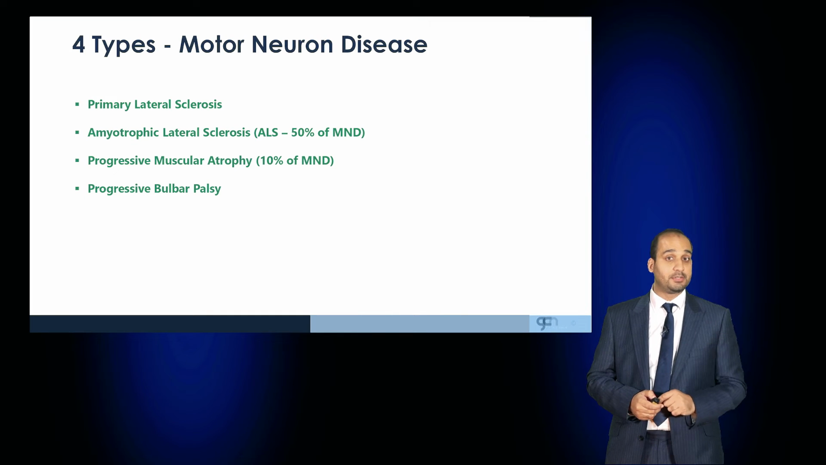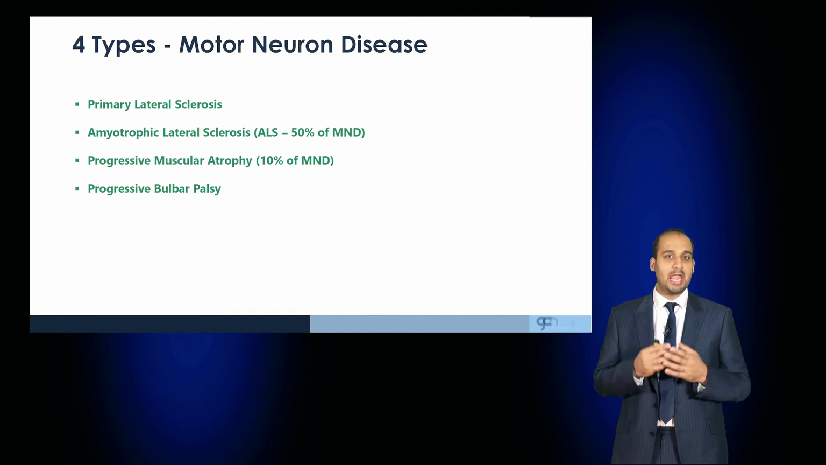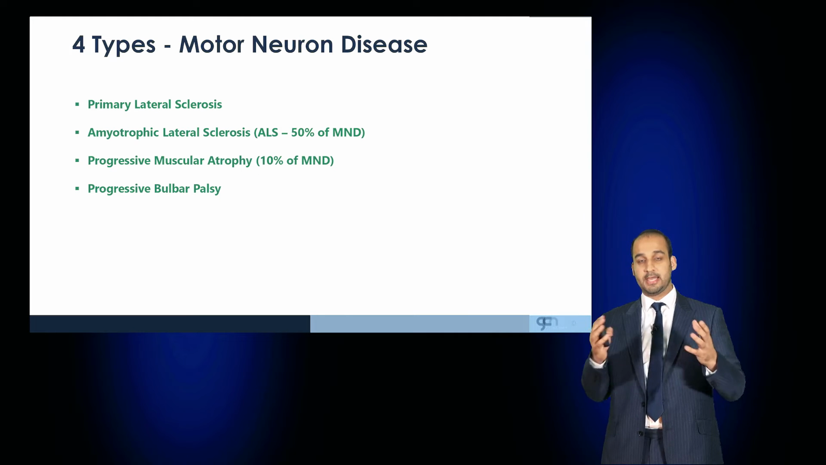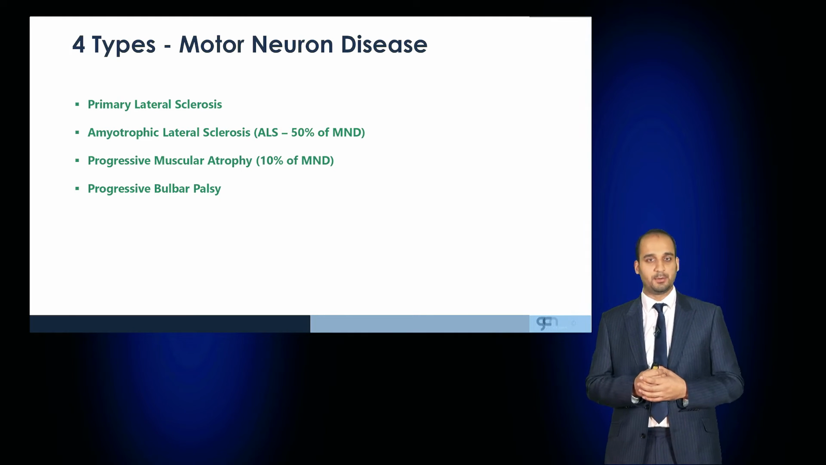Now, in motor neuron disease, there are four principal types: primary lateral sclerosis, amyotrophic lateral sclerosis, which is the archetypal type, accounting for 50% of motor neuron disease, progressive muscular atrophy, and progressive bulbar palsy.